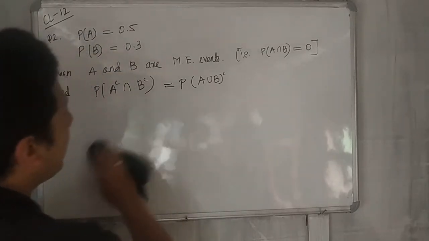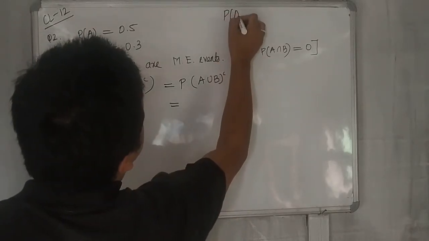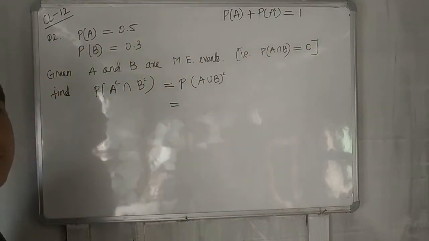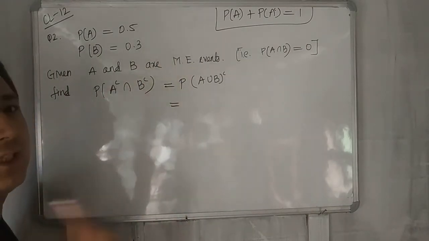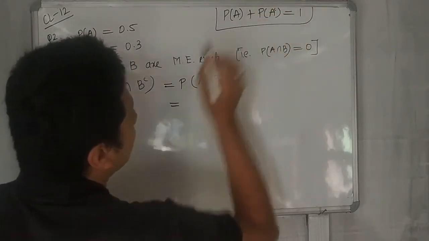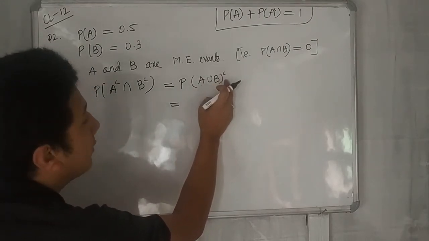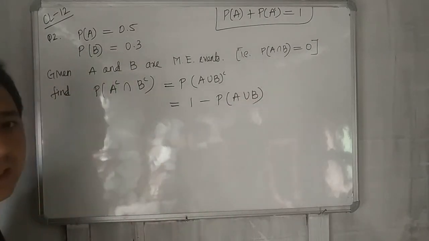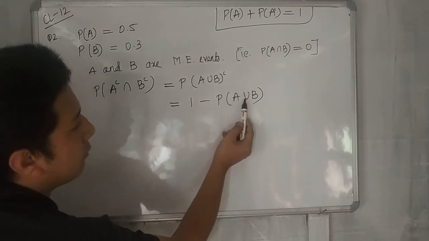Now, I forgot to mention one thing. Probability of any event plus probability of its complement is always equal to 1. Please make a note of it. I'm very sorry for this. I think you have seen this formula before in class 10. So the same formula I have to use here. Probability of A union B complement will always be equal to 1 minus probability of A union B.